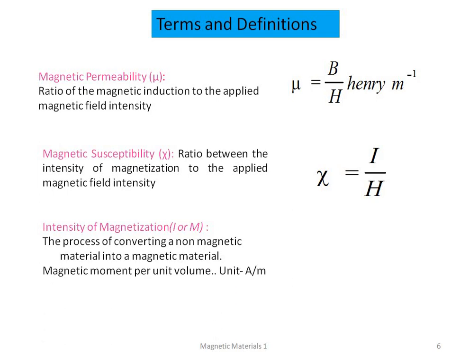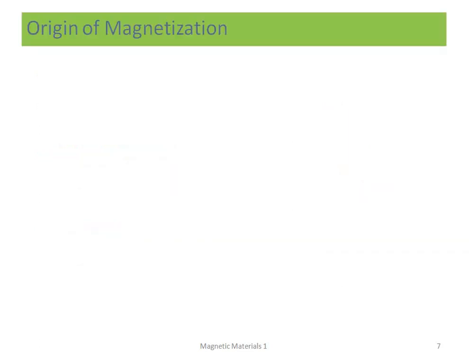These are the terms we should be aware of before going into the topic: magnetic dipoles, magnetic dipole moment, magnetic induction, intensity of magnetization, magnetic permeability, magnetic susceptibility, and the external magnetic field H.